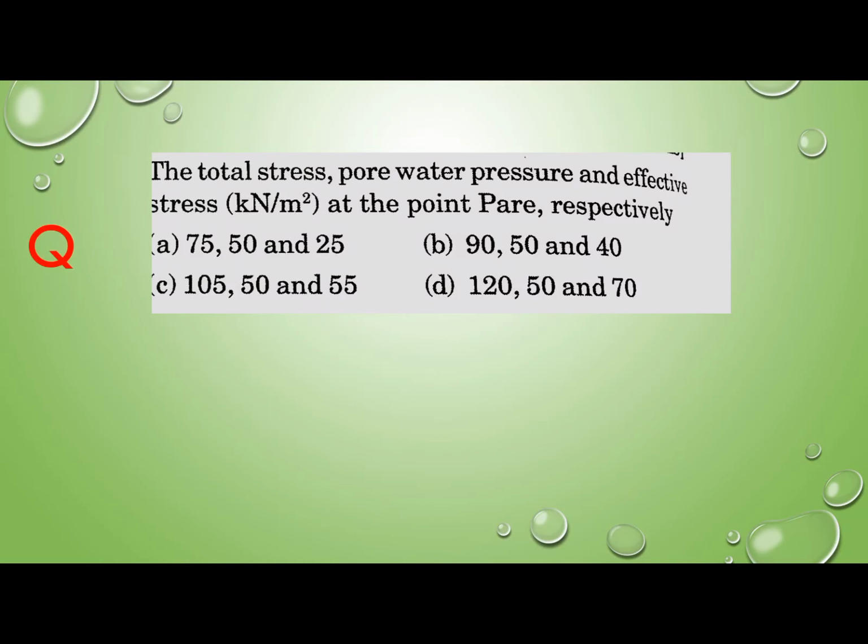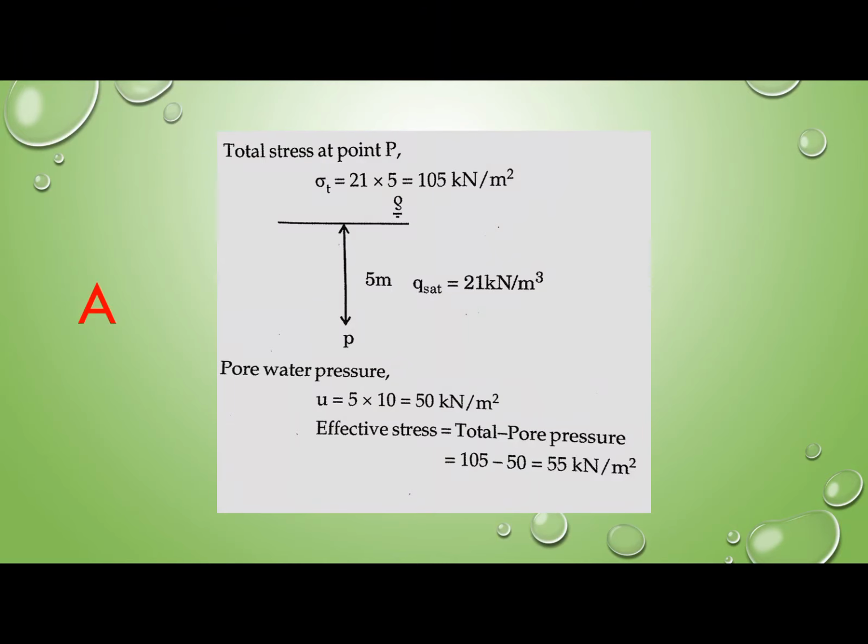The total stress, pore water pressure and effective stress at the point P are respectively what? So this is from our previous statement only. So total stress at the point P: how do we have to find it out? It is equal to 21 into 5. We have got that unit weight, the saturated unit weight, which is 21 into 5, the height, which is equal to 105 kilonewton per meter square.